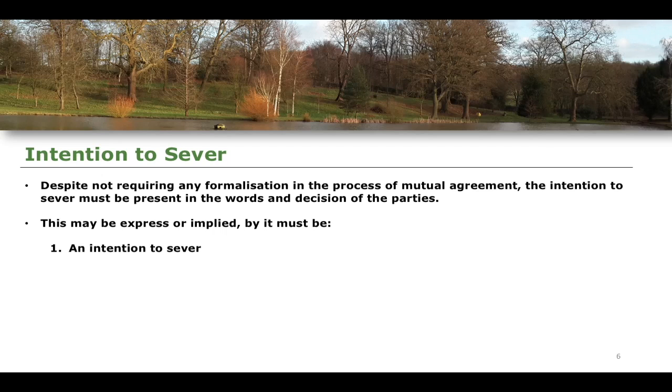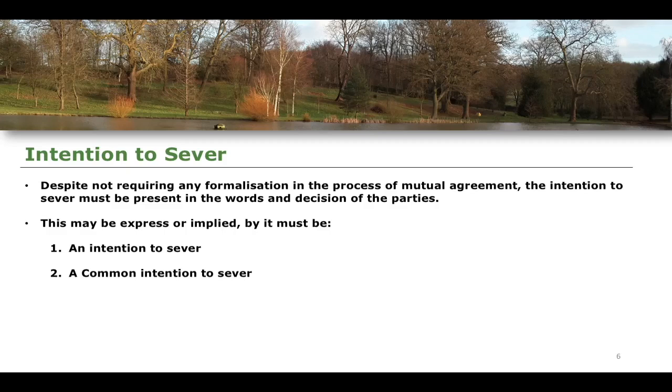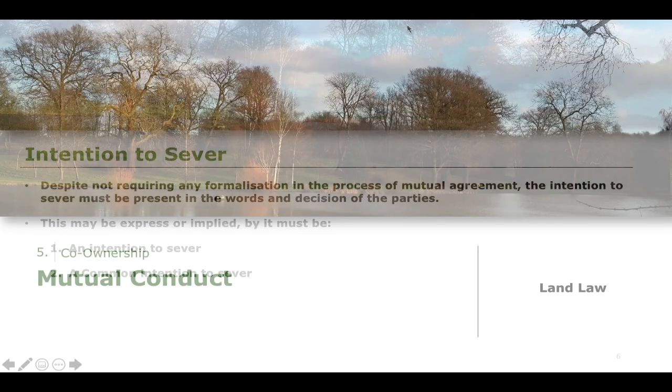It must be an intention to sever, and it must be a common intention to sever. These are the two things that need to be noted. An intention to sever firstly must exist, but this intention to sever must also be common to all of the parties in the joint tenancy. Remember, this is mutual agreement. This is an agreement between the parties to the co-ownership for an intention to sever the property.